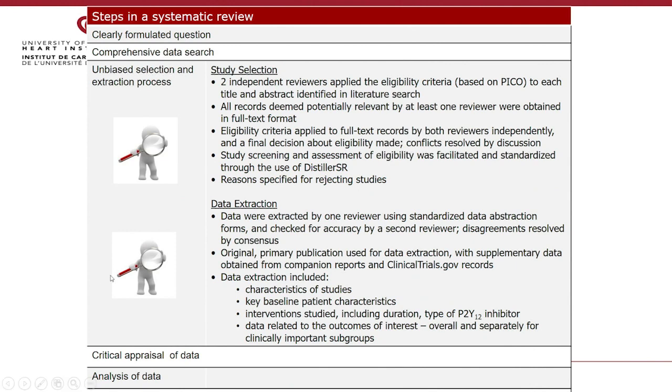We extracted the characteristics of the studies. We extracted the key baseline patient characteristics. We extracted the interventions studied, including the duration and the type of P2Y12 inhibitor. We extracted data related to the outcomes, okay? All the event data that would be related to the outcomes I listed earlier for you. And we would do this overall, and we do it for each of those 5 subgroups.